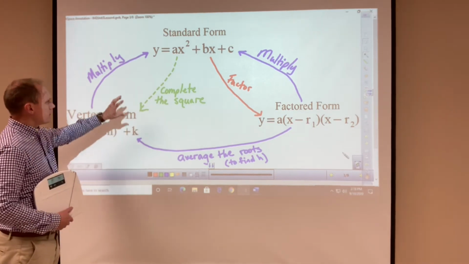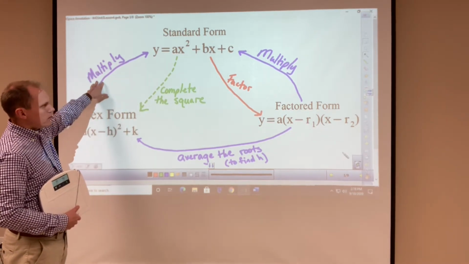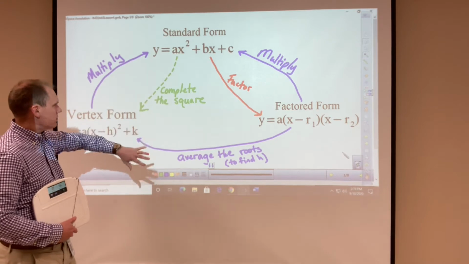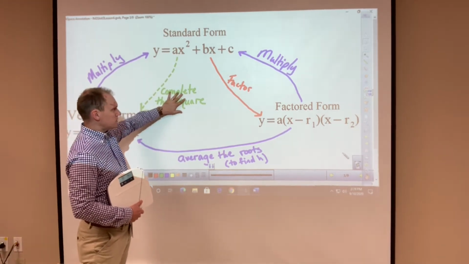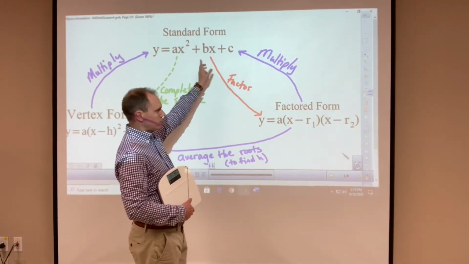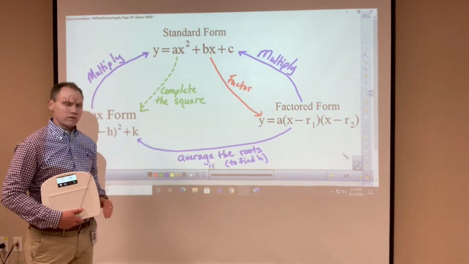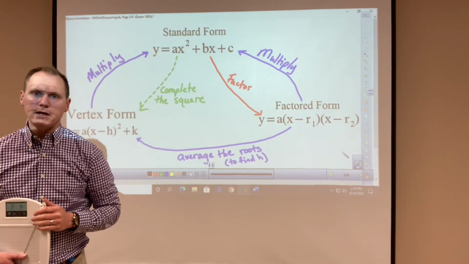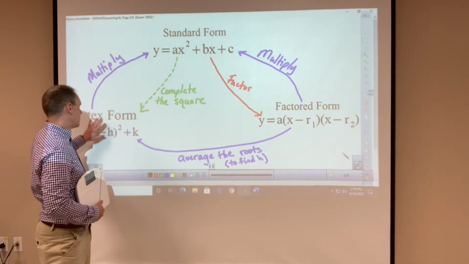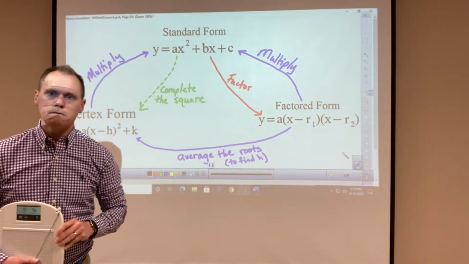So just to recap here, we've learned how to multiply polynomials. We've learned how to complete the square in our last video. We've learned how to factor in a previous video as well. And then, especially in our bell work here, we talked about how to average the roots to find the h value and thus get from factored form into vertex form.